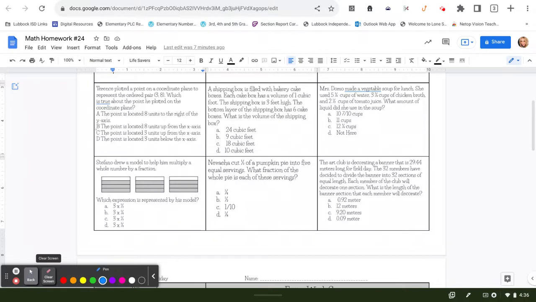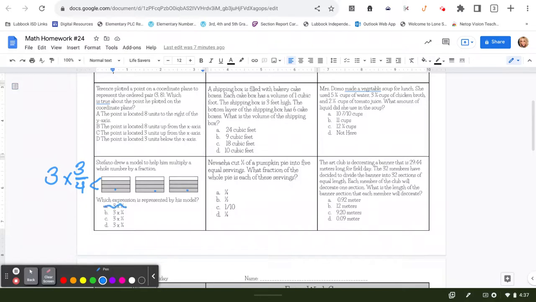Okay, the next one says Stefano drew a model to help him multiply a whole number by a fraction. Which expression is represented by his model? Okay, looking at just one of these, I can see that there are 4 total pieces and our denominator names the whole, and 3 of them are shaded in. And they did this 1, 2, 3 times.